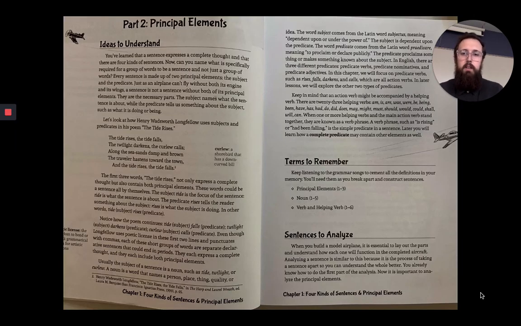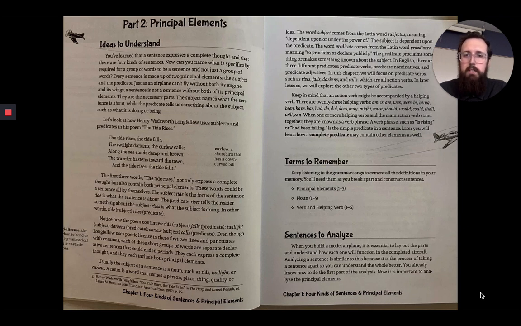So in our principal elements, ideas to understand, you've learned that a sentence expresses a complete thought and that there are 4 kinds of sentences. Now, can you name what is specifically required for a group of words to be a sentence and not just a group of words? Every sentence is made up of 2 principal elements, the subject and the predicate. Just as an airplane can't fly without both its engine and its wings, a sentence is not a sentence without both of its principal elements. They are the necessary parts.